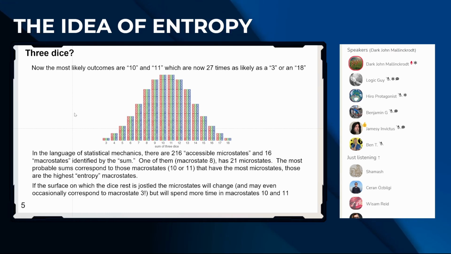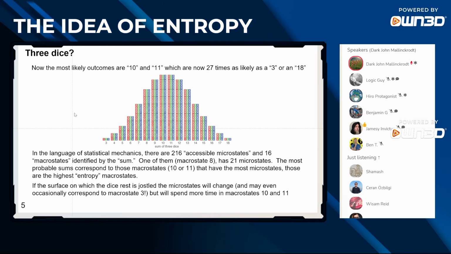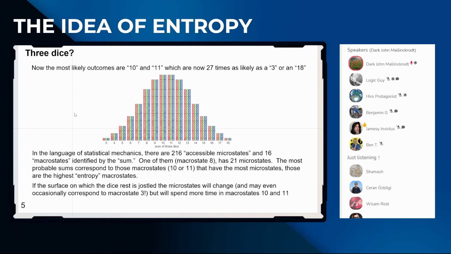And the most probable sums correspond to those macrostates 10 and 11 that have the most microstates. And those have, what did I say? I guess I didn't write it down. What is it? It's 26, I believe. 26 microstates in each one of those.